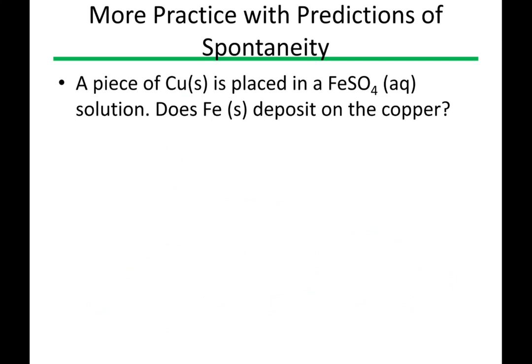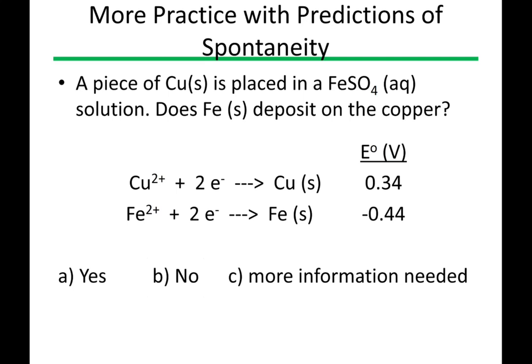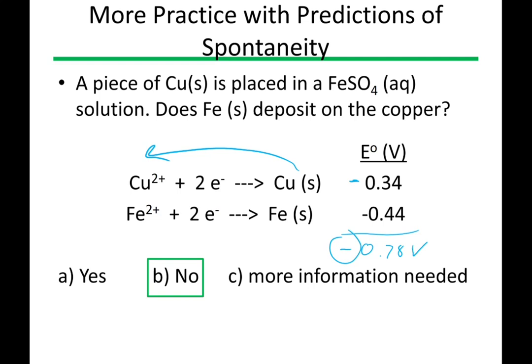Okay, let's look at another example. So say we take a piece of solid copper and we place it in iron sulfate solution. Does iron deposit on the copper? And the answer to this would be no. If we have solid copper, that means we'd have to reverse this reaction. And so that means we would change the sign of this equation, and when we added them together, we'd get a total of negative 0.78 volts. With a negative cell potential, this is a non-spontaneous reaction.